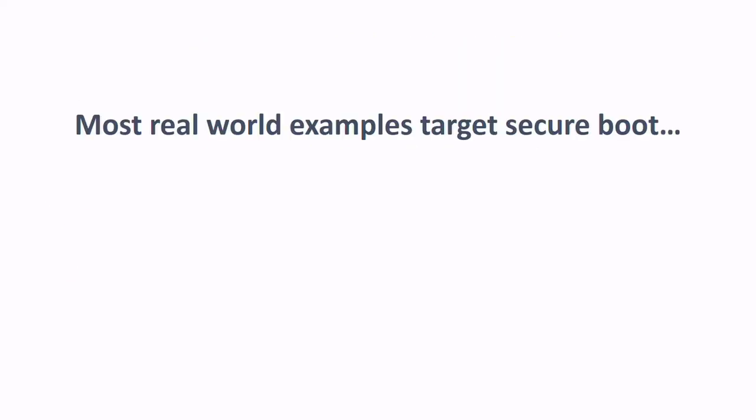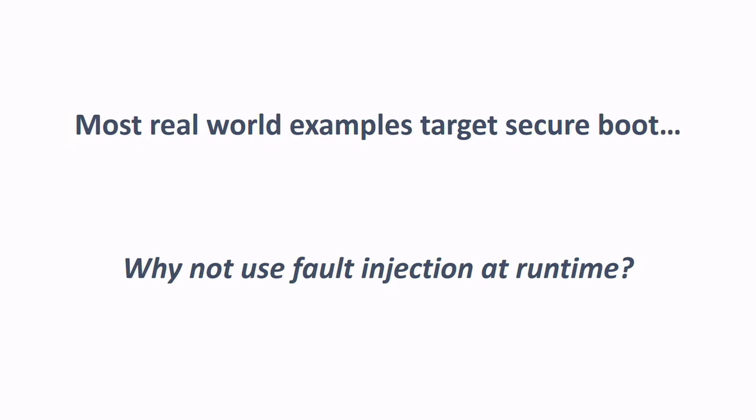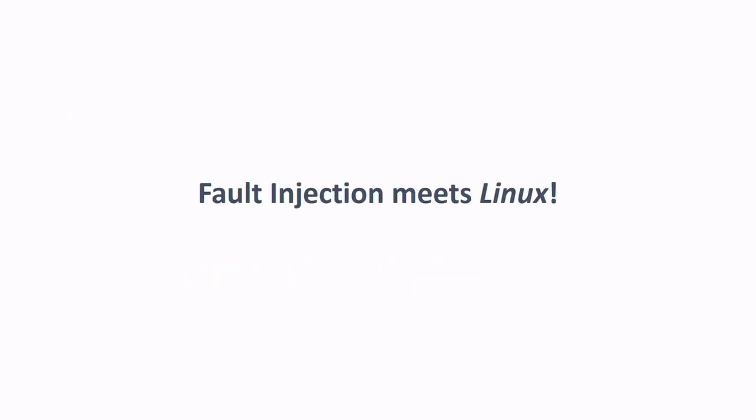Most of the examples I've shown, whether that's for the Xbox, the Nintendo, or the Cisco phone, all target the devices during boot using fault injection, which in a way makes sense because these code bases are typically small and it's not guaranteed that there are vulnerabilities there that you can leverage in order to bypass the security. But this makes us think, why don't we use fault injection during runtime? And that's exactly when fault injection met Linux, and that's basically the foundation of this presentation.